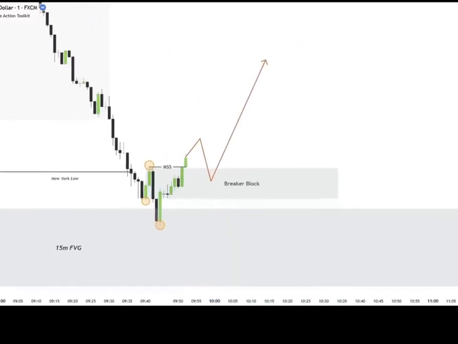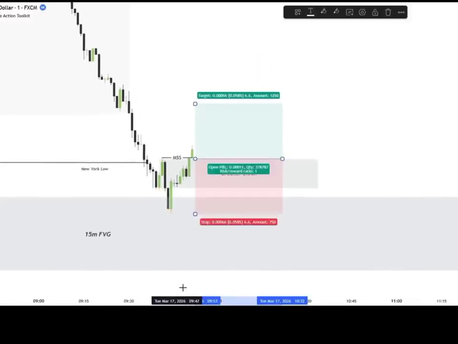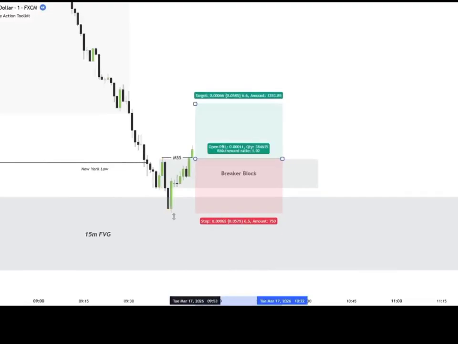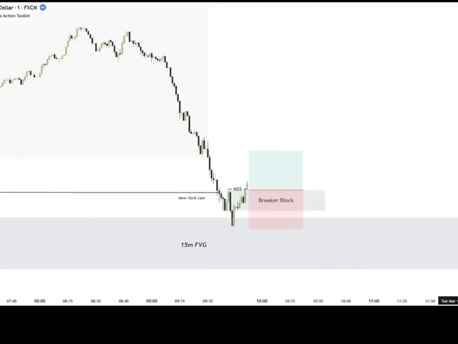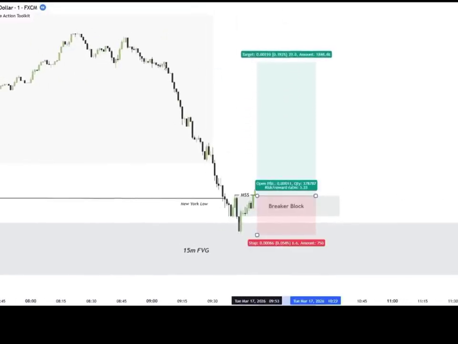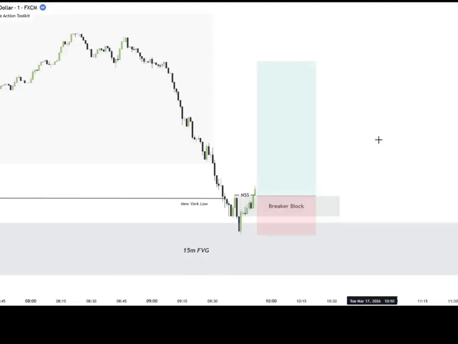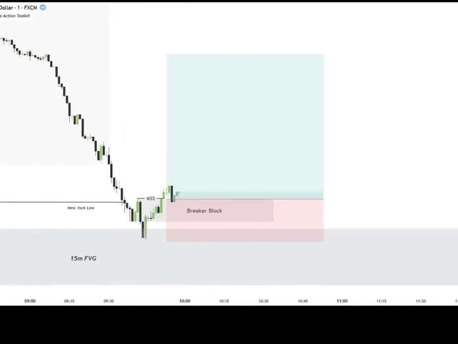So in the next step, I place a buy limit order at the highest point of the breaker block with the stop loss below the swing low. For take profit, I target the nearest key buy-side liquidity on the current time frame, which gives us almost a 3.5 R to R setup. Now let's play the chart forward. As you can see, my order gets triggered, and the price continues pushing higher as expected.